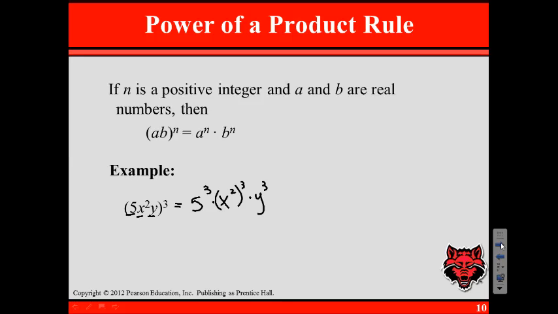Now this isn't a good form to leave it in. We have a number raised to a power. We have one base with multiple exponents, so we can continue to simplify. And when we do, 5 cubed becomes 125. With the x squared raised to the third power, we have one base with multiple powers, so we multiply those powers together. We bring down the y cubed. So this simplifies to 125 x to the 6th y cubed.